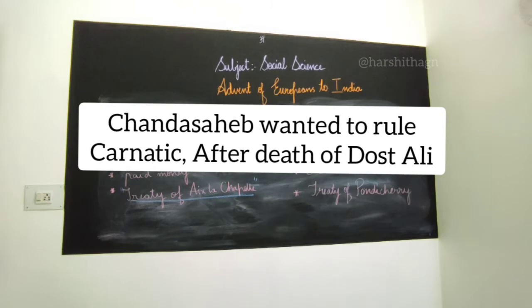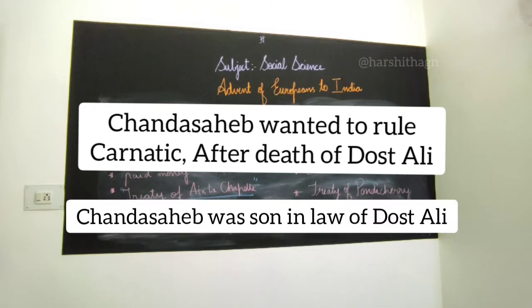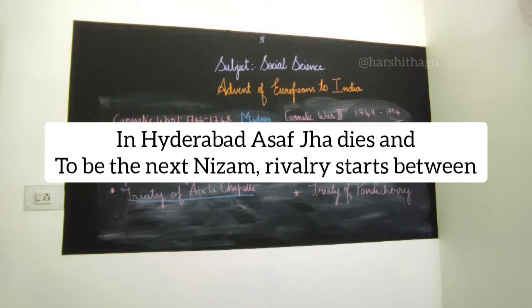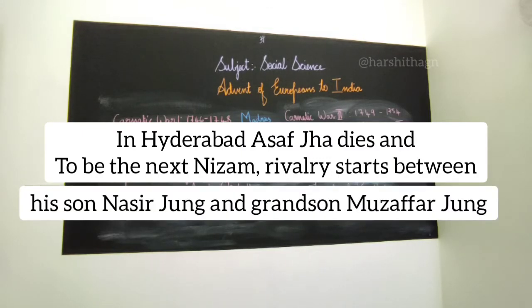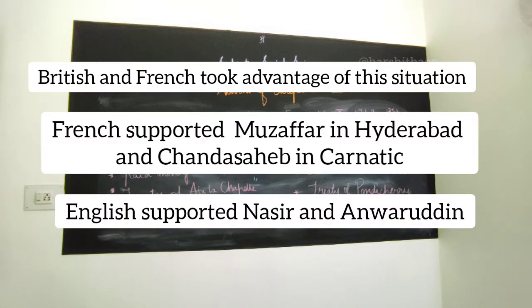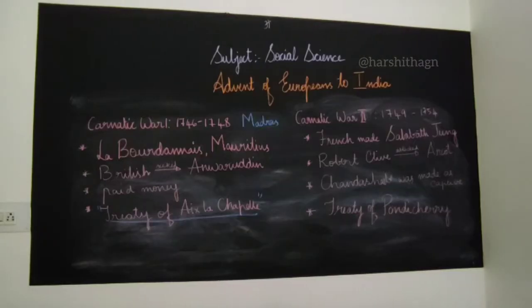When he removed Dostali, this became a rivalry between Asaf Jah and Dostali's son-in-law called Chanda Sahib. Meanwhile, what happened? Asaf Jah dies. When he dies, his son Nazir Jung and grandson Muzaffar Jung started fighting to become the Nizam of Hyderabad. The first Carnatic War happened in the years 1746 to 1748.